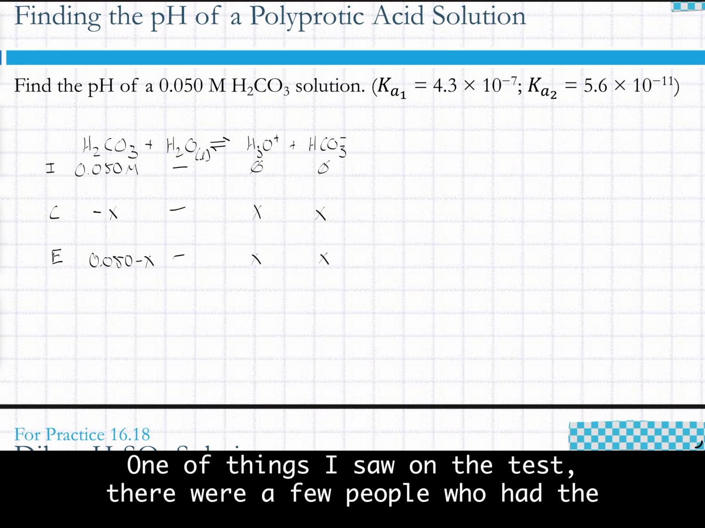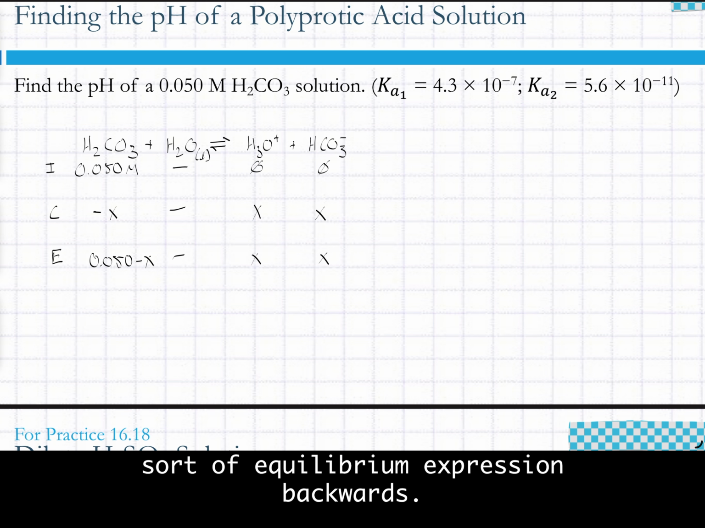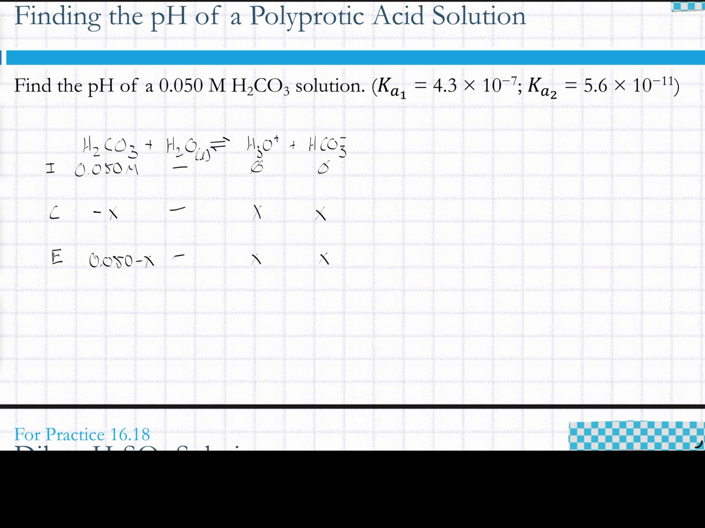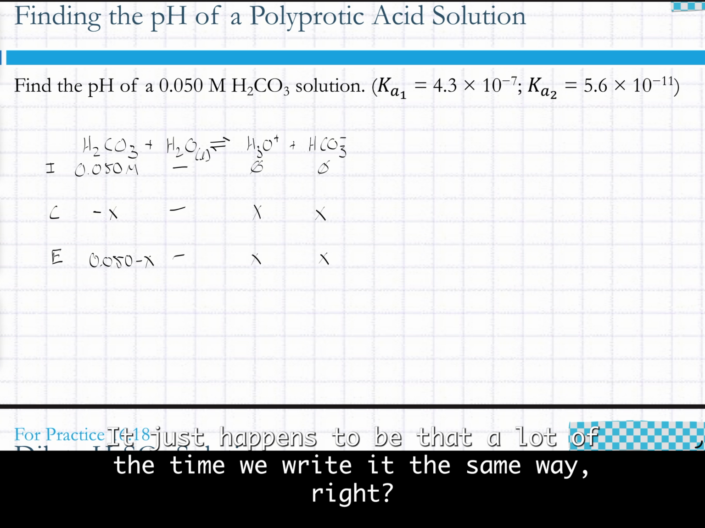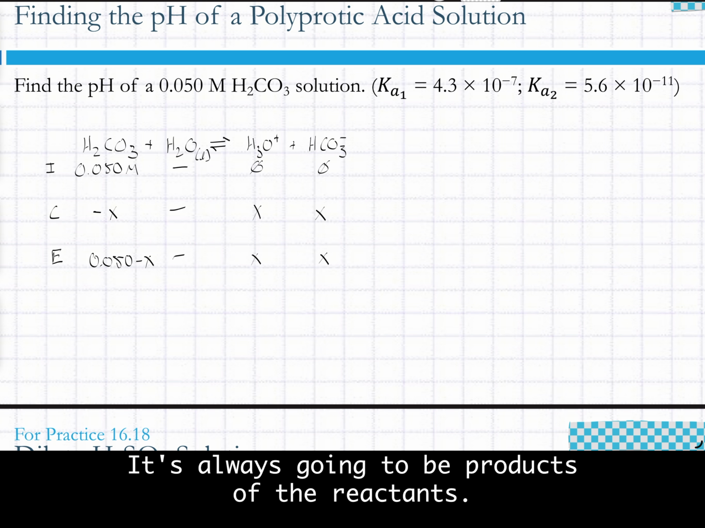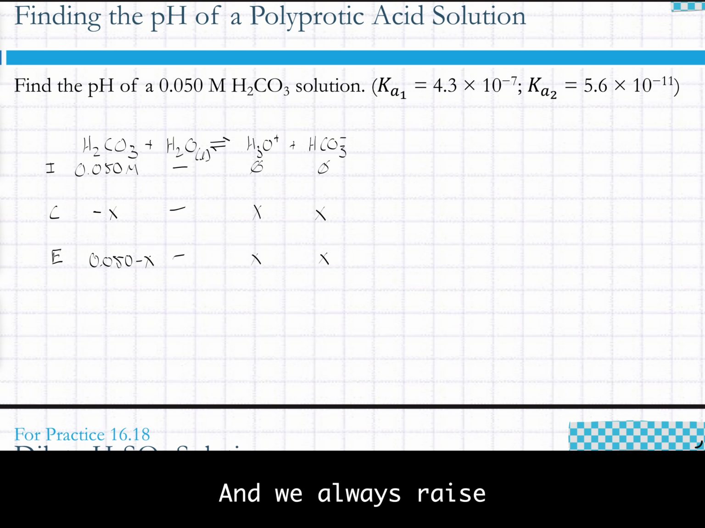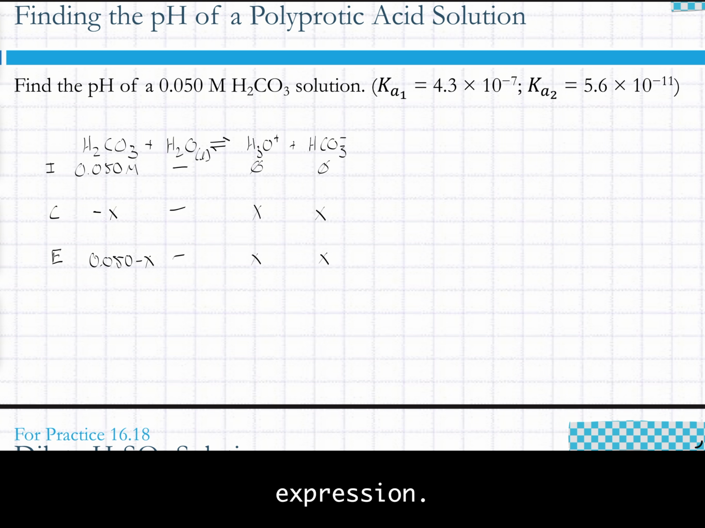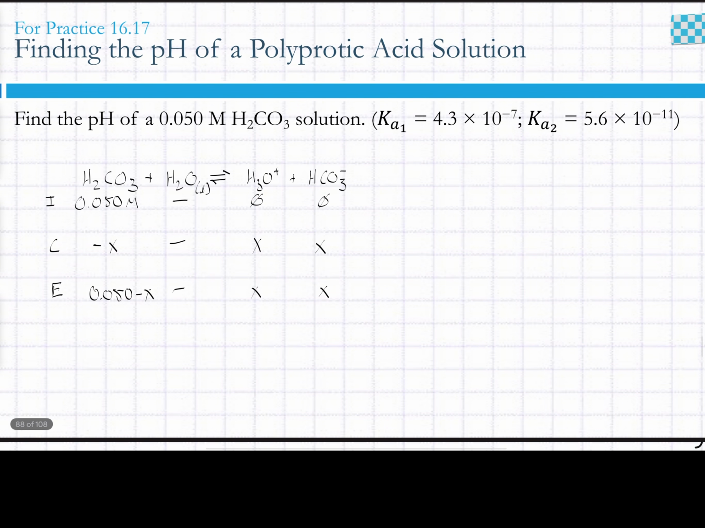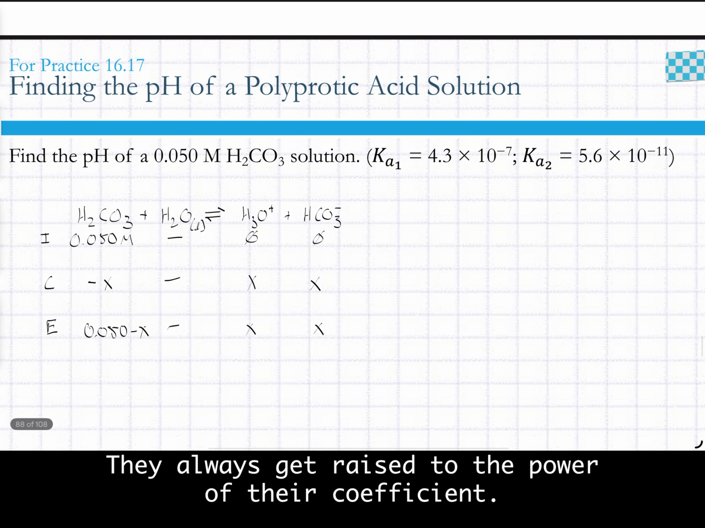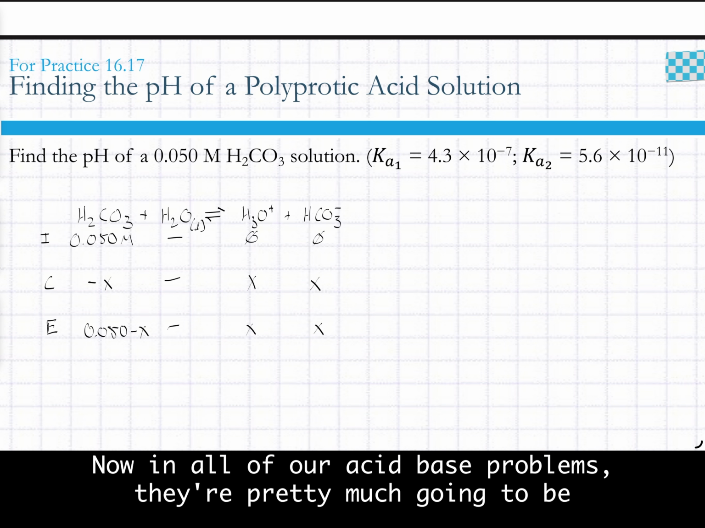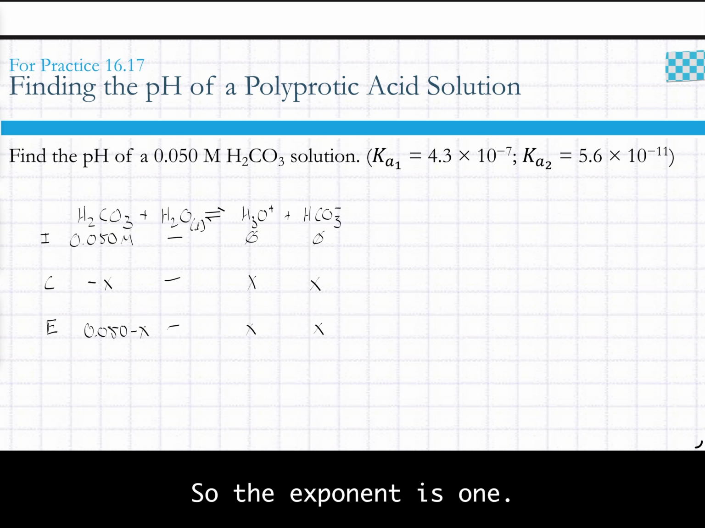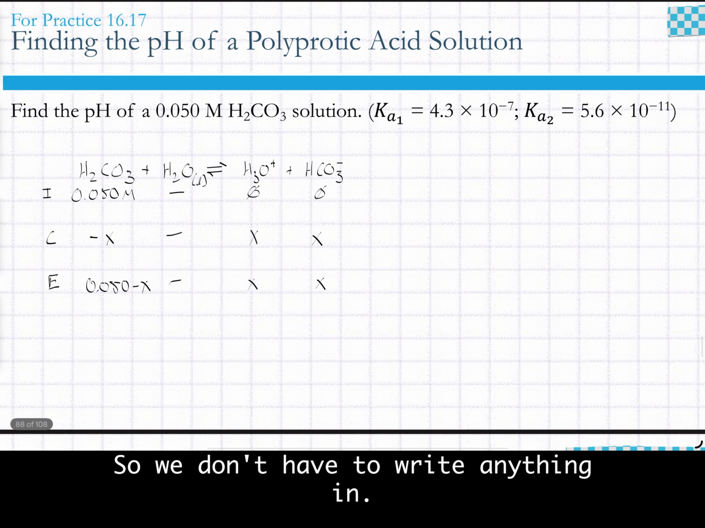One of the things I saw in the test, there were a few people who had the equilibrium expression backwards. It's not written the same every time. It just happens to be that a lot of the time we write it the same way, right? But it's always going to be products over reactants. And we always raise these equilibrium concentrations to the power of their coefficient. Now in all of our acid-base problems, that coefficient is pretty much going to be 1. So the exponent is 1, so we don't have to write anything in.